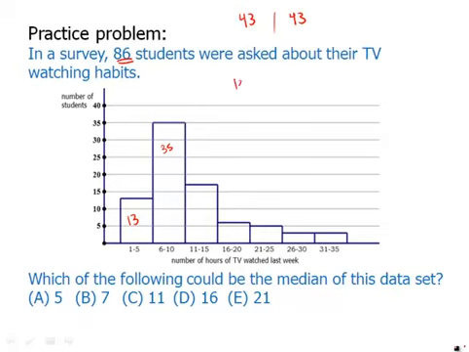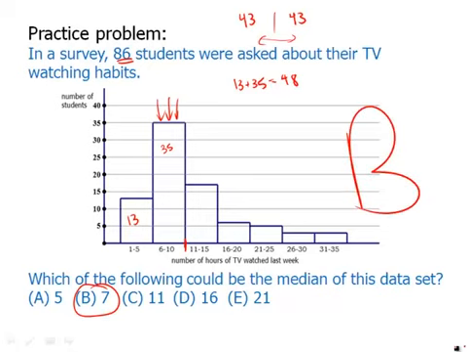So 13 plus 35 is 48. And so it means that by the time we get to 10, we're at the 48th person. We've already passed this region where between the 43rd and the 44th person. So the median has to be in this particular column here. It has to be in the 6 through 10 range. The only number here in the 6 through 10 range is B, 7.